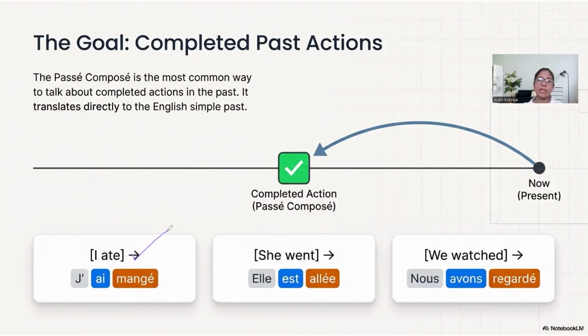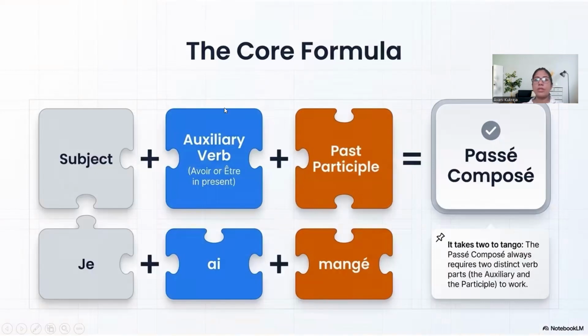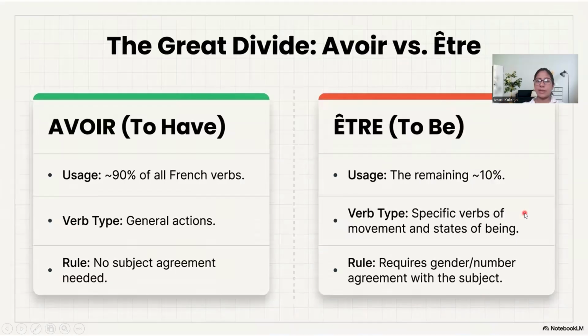For instance, "I ate." This is how we'll write. "She went." This is how we write. Now let's quickly recap avoir. So the core formula, it doesn't matter whether it's avoir or être: we write the subject, which is je, tu, il, elle, nous, vous, ils, elles. We conjugate the verb avoir or être in present, whatever the conjugation is, and then we add the past participle of the main verb. Let's see the examples.